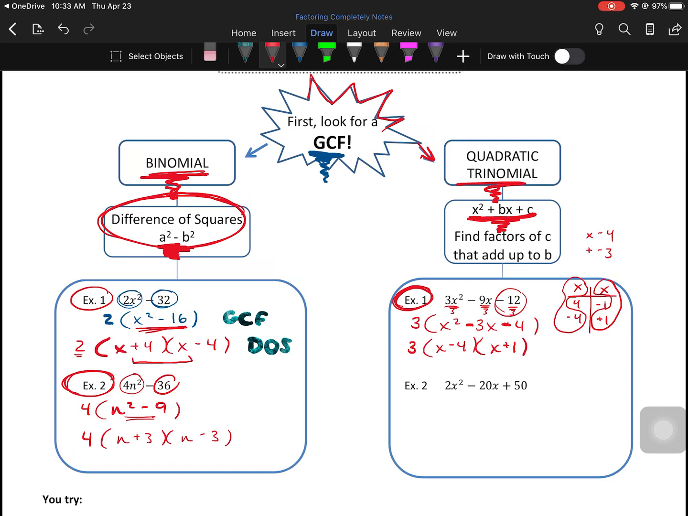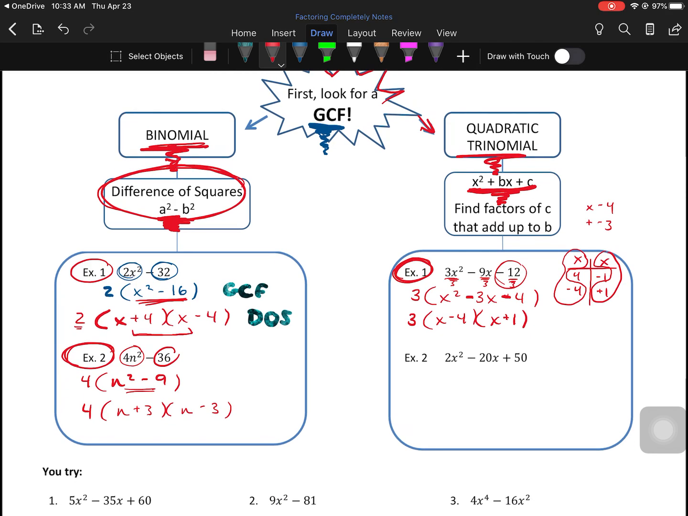Same thing for number 2. We are going to look for the GCF. My GCF here looks like it's, let's see, 2, 20, and 50. I'm going to take out a 2 for this one. So I get 2 when I divide it out from each one. x squared. -20 divided by 2 is -10x. 50 divided by 2 is 25. And if I wanted to make sure I factor out the GCF right, you could distribute it back in, and you should end up back where you started. But I'm not going to do that for this one.